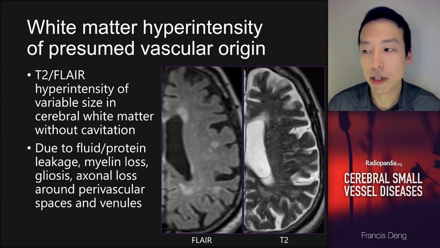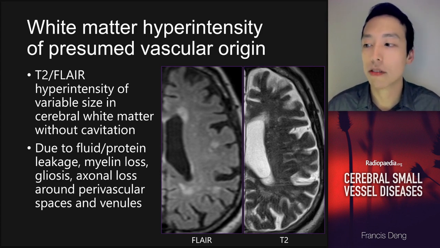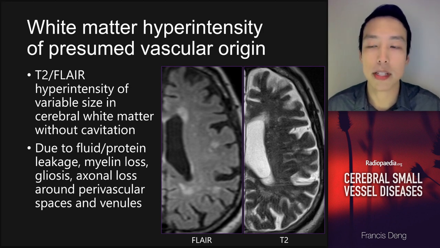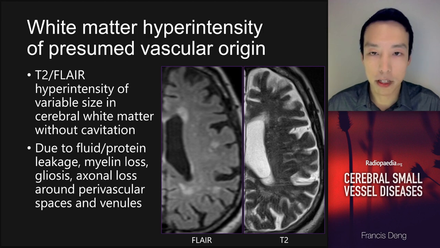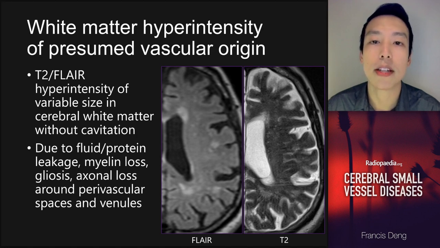A white matter hyperintensity of presumed vascular origin refers to a T2 or FLAIR hyperintensity that, in the context of small vessel disease, as opposed to demyelinating or infectious or trauma disease, it can be a variable size. It's located within the cerebral white matter, and it is not cavitated. So this appears hyperintense on FLAIR, but then you look on your T2, it's not quite CSF signal intensity.